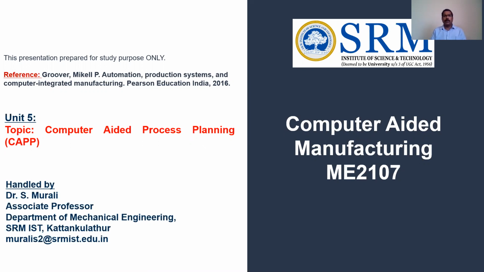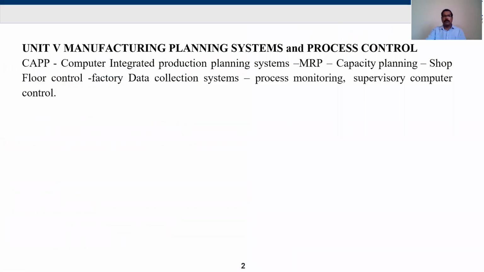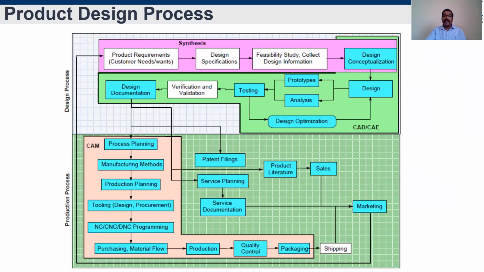So we are discussing one topic from unit number 5, the topic computer-aided process planning. In our previous video, we discussed where the process planning or production planning will be there in one product design.